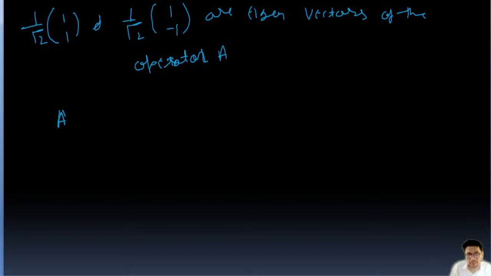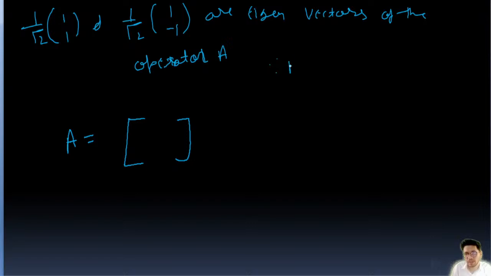Okay, this is a very important point which you need to know. The matrix representation of operator A in this basis is going to be a diagonal matrix, and the main diagonal entries will be the eigenvalues of the matrix A.